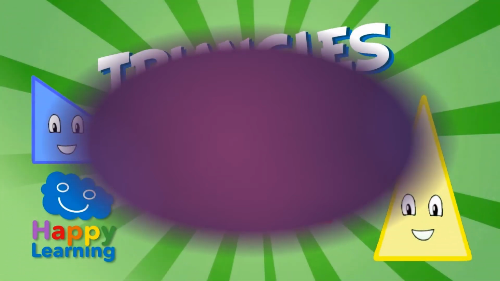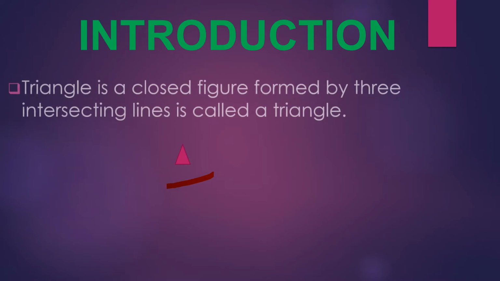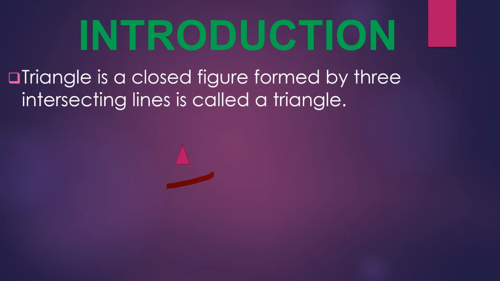Now, what is a triangle? You have studied about triangles and their various properties in your earlier classes. A triangle is a closed shape with three sides, or we can say that a closed figure formed by three intersecting lines is called a triangle.